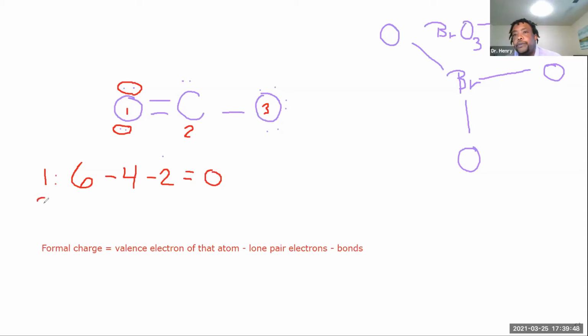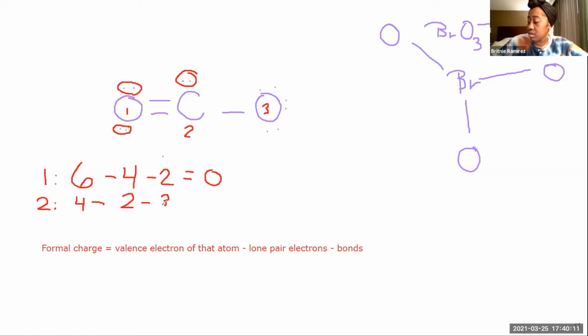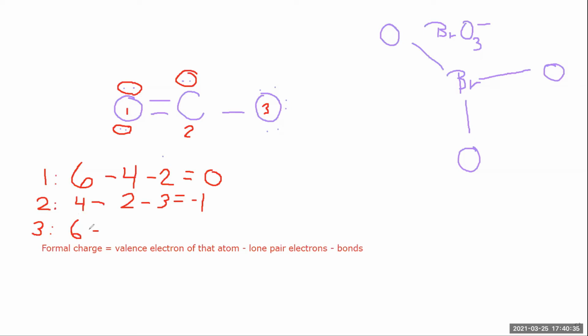Okay, now number 2. So number of valence electrons for carbon? 4. Number of lone pair electrons? 2. Number of bonds? Would that be 3? That's right. So then that would give me a -1 value. Okay. Okay, so 3. Number of valence electrons for oxygen? 6. Number of lone pair electrons? 6. Number of bonds? 1.